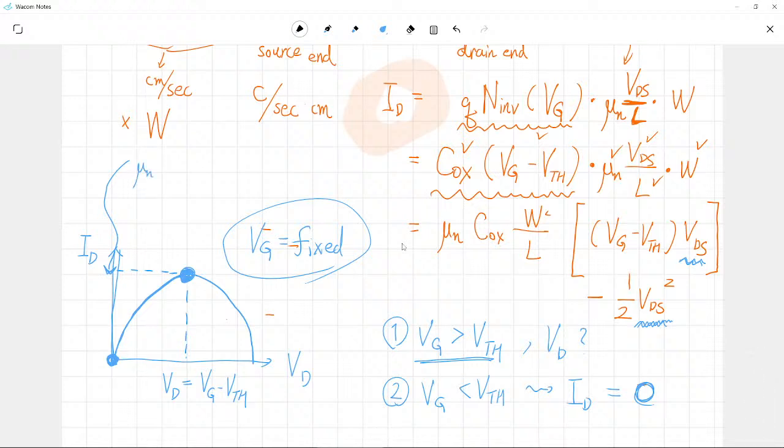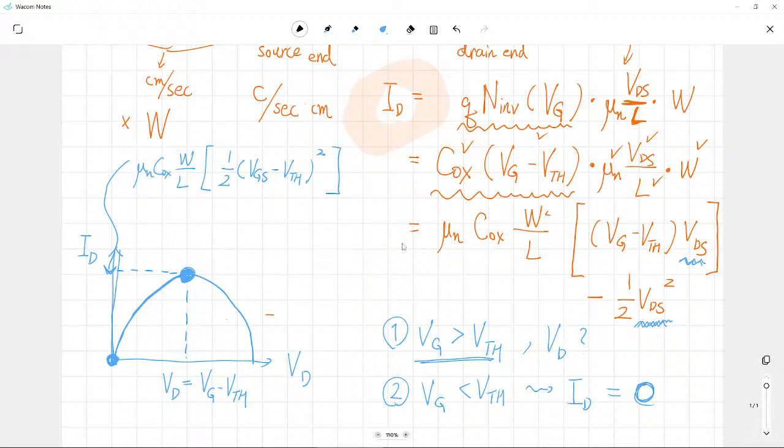So mu_n C_ox W over L, they are all shared, and when we have Vds equal to Vg minus Vth, then we will have just half of it, times Vgs minus Vth, and it's squared. That will be the maximum current achievable for a given gate bias voltage.